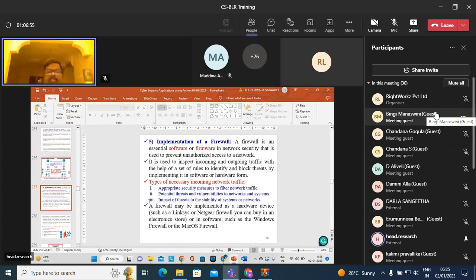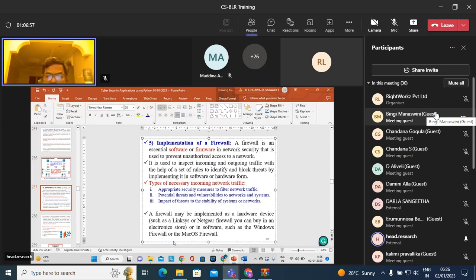Next, a firewall may be implemented as a hardware device such as a Linksys or Netgear. With the help of Linksys and Netgear, we are implementing firewalls. Keep in mind, these are the two important firewalls we can use to protect at the network level.